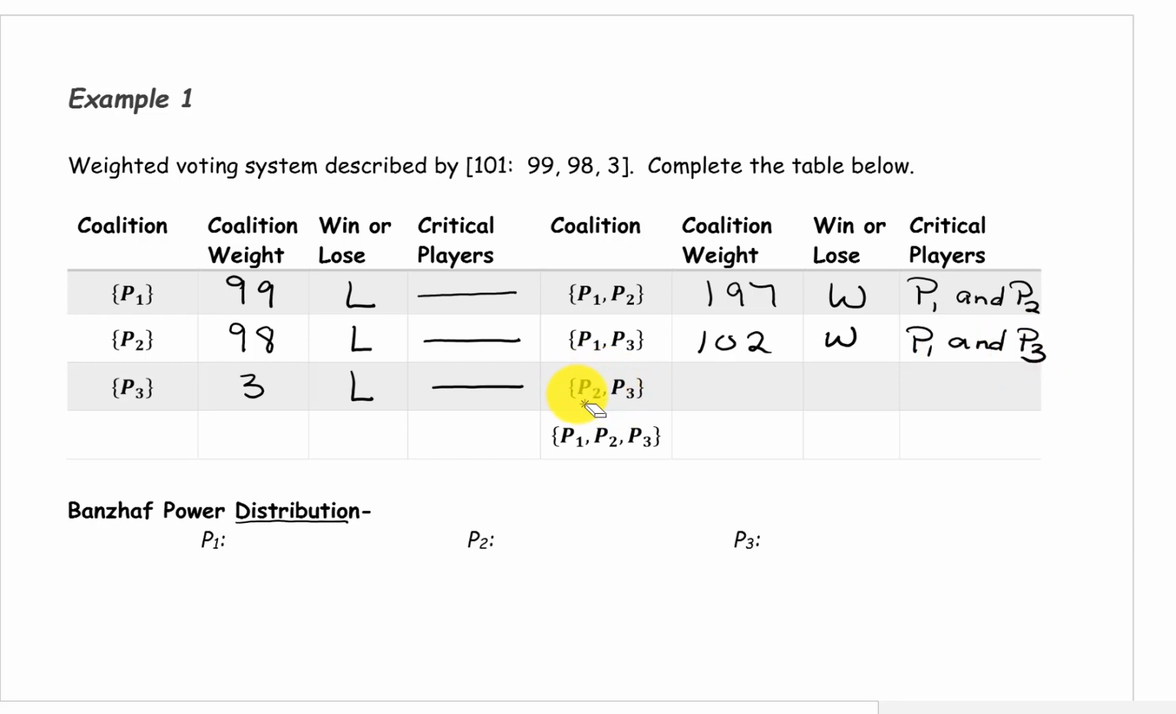The coalition containing players 2 and 3, so the weight would be 98 plus 3, which is 101. This is exactly equal to the quota, so obviously if we remove either of these players, it will change this from a winning coalition to a losing coalition. So both players 2 and 3 are critical.